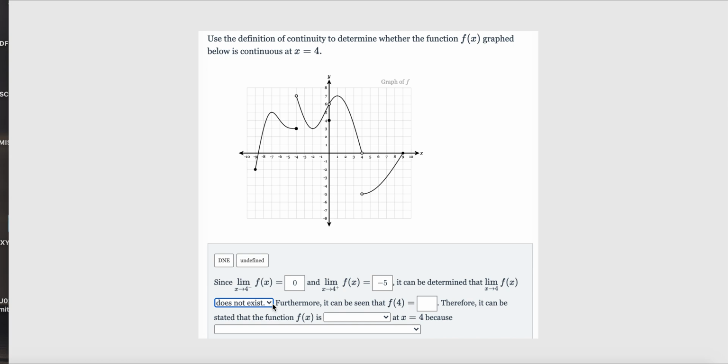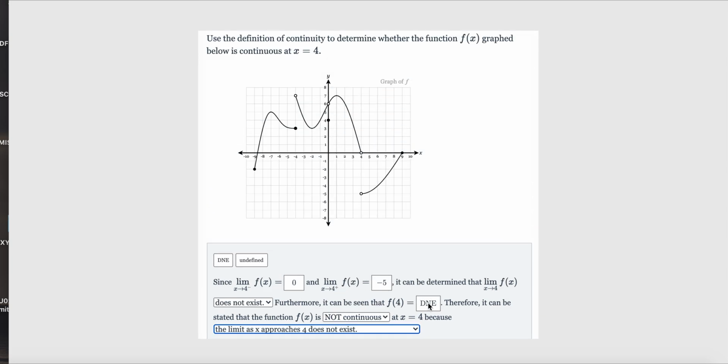So then they're going to ask you, well, what is f of 4? Well, if I ask you for f of 4, I don't see any solid dots anywhere in here, which means the f of 4 does not exist. Therefore, it can be stated that the function f of x is not continuous at x equals 4 because the limit as it approaches 4 does not exist.